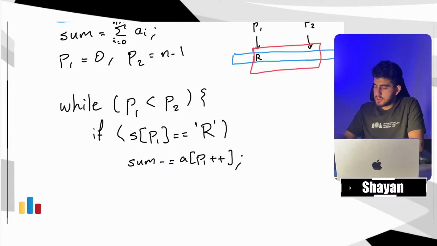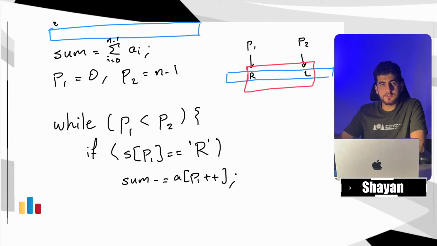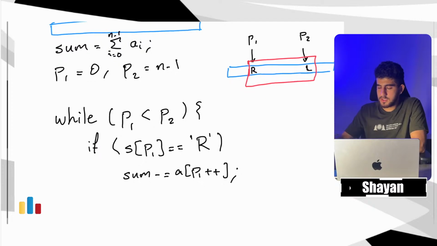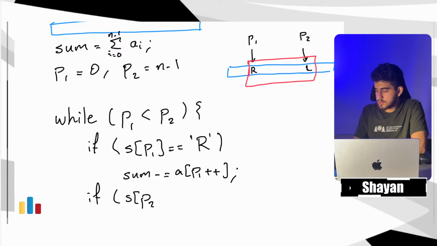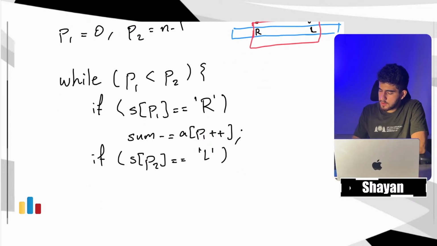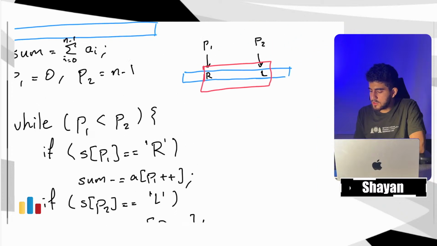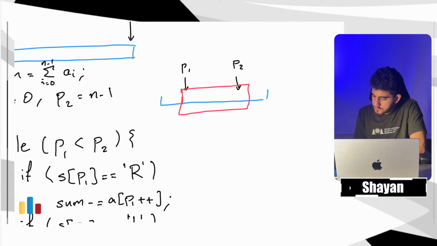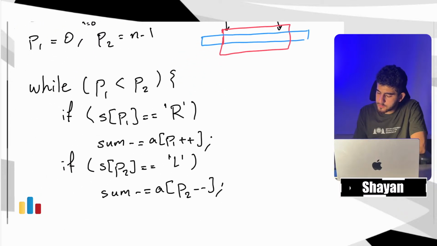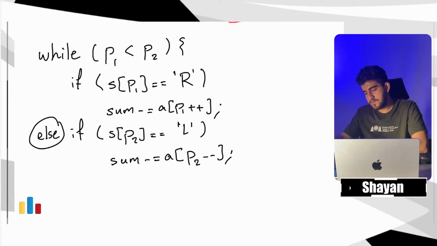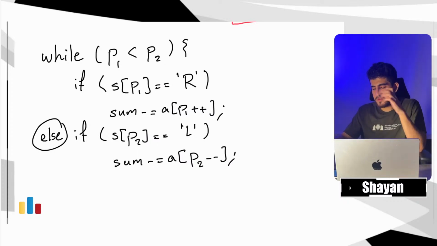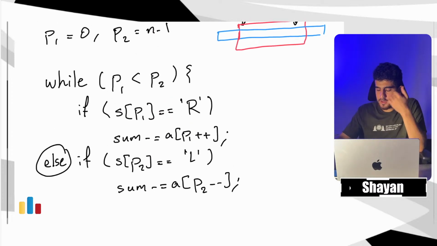And with the same idea, if P2 is L, it is not useful either, because it cannot be matched with anything, since this interval is the only thing that is left from my array. So if S of P2 was equal to L, sum minus equal to A of P2 minus minus. Otherwise, the other case is if none of these two happens. I forgot to put else in here. If S of P1 is equal to R, I'm done, I do nothing else. Else, if S of P2 was R, I just increase P1 for now by 1, and decrease P2 later on. Else, if S of P2 was equal to L, I just decrease P2.